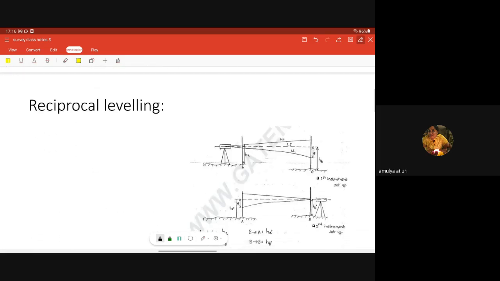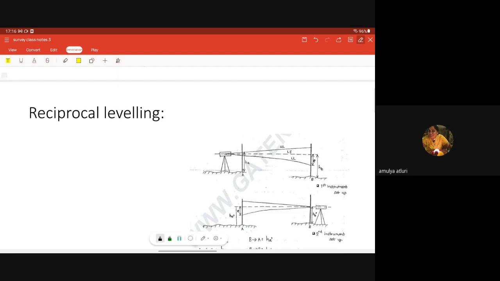Next, reciprocal leveling. What is reciprocal leveling? When it is necessary to carry the leveling across a river or any obstacle between 2 points, then we go for reciprocal leveling. We can't easily find out the FS and BS because they are interrupted, right? So we will take this method, reciprocal leveling, for approximately equal values. This method is opted to obtain accuracy and to eliminate the errors.